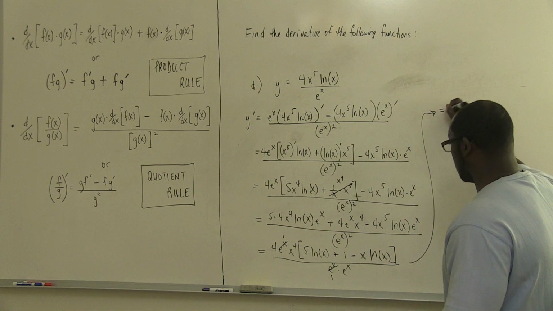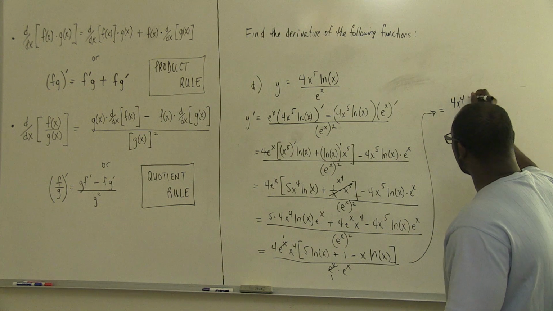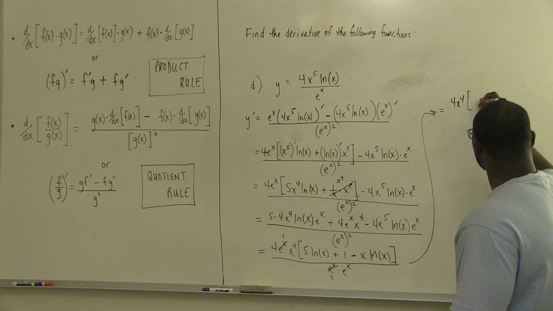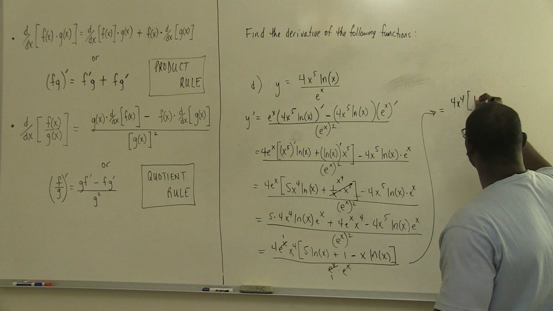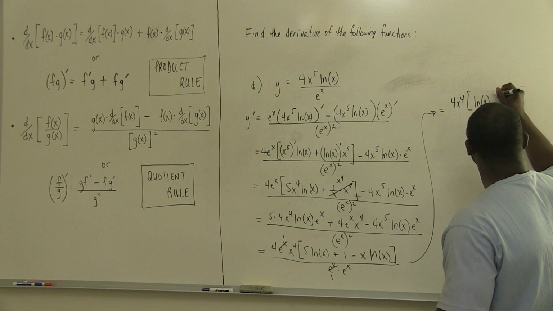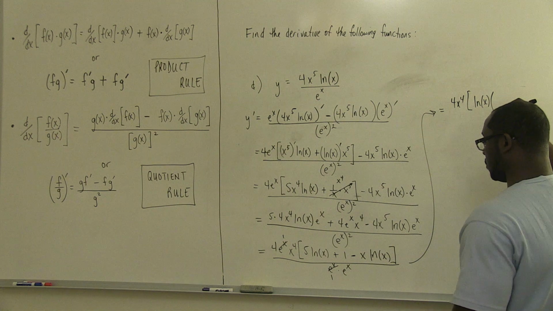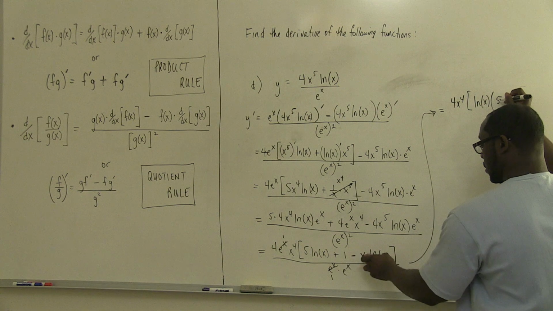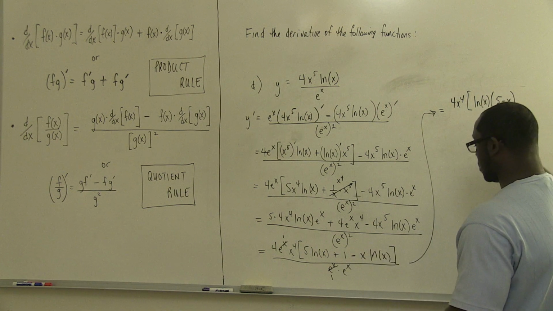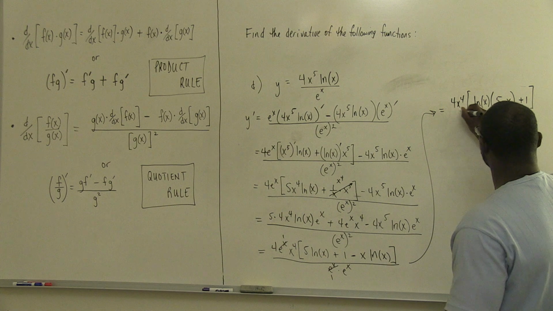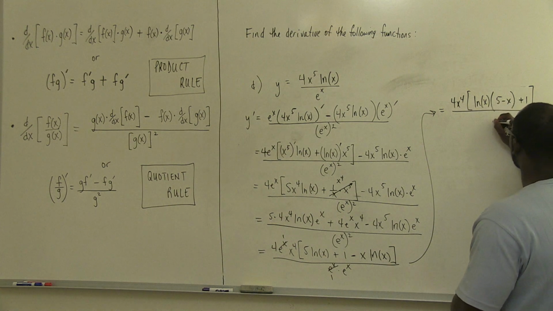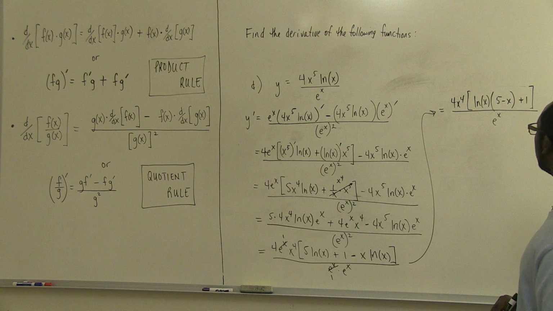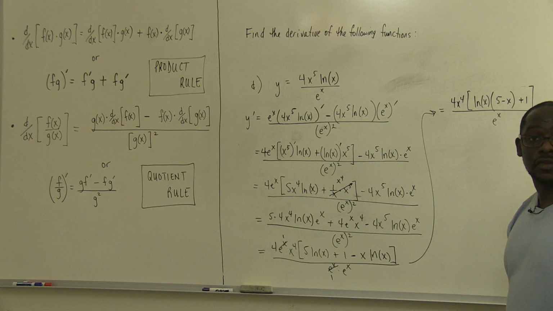So I have 4x to the 4th, natural log of x. And so here that would give me a 5 minus x here, and of course plus 1 there. And of course I just have e to the x here. And I believe that's about the best that we can do with that one.